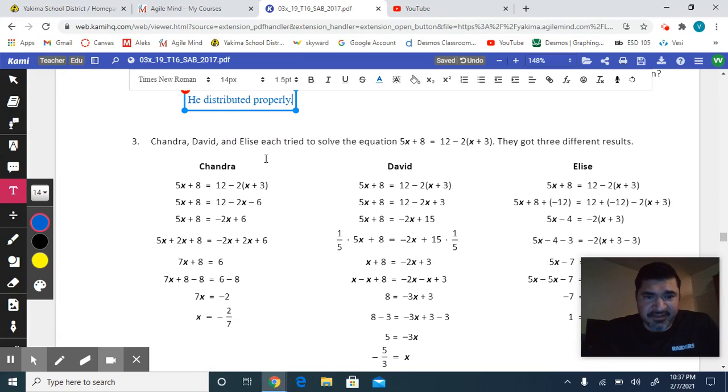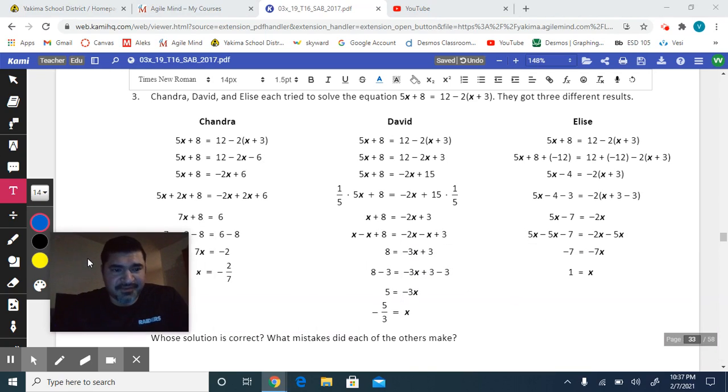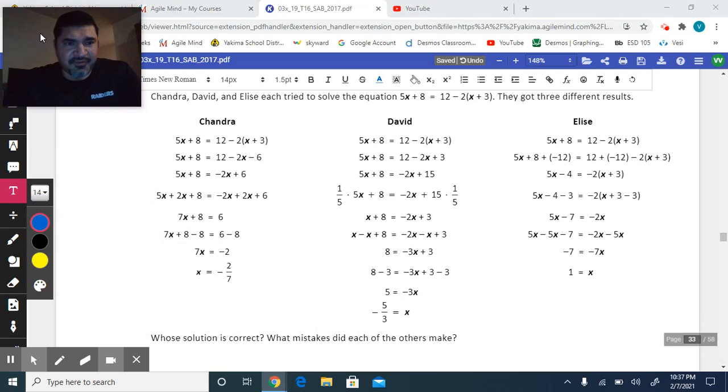Chandra, David, and Elise each tried to solve the equation 5x plus 8 equals 12 minus 2 times the quantity of x plus 3. They got 3 different results. So I'll move my face out of the way so we can see. I'll move myself up here. All right, so let's take a look.